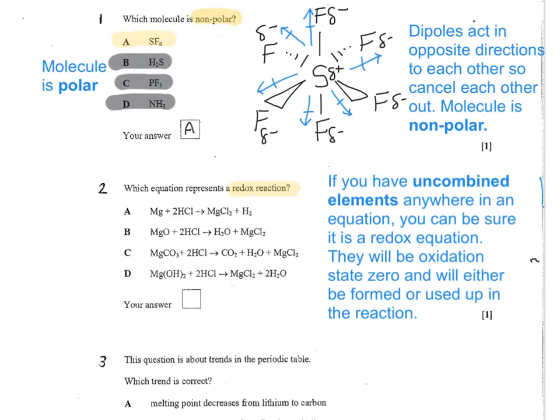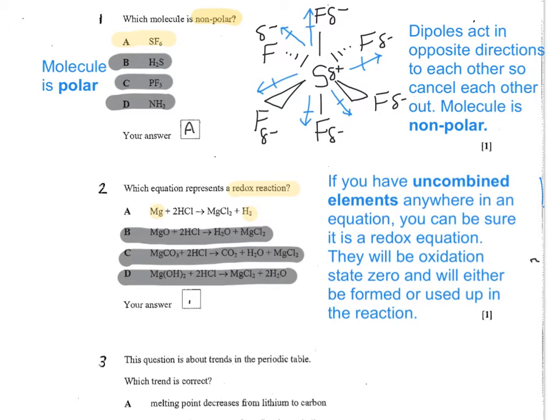If you've got uncombined elements anywhere in the equation, you can be sure that it's going to be a redox reaction, like that. So there's no uncombined elements anywhere in B, in C, or in D. Because the question isn't actually asking you to use oxidation numbers to prove that it's a redox reaction, that's where you would have to actually write down the oxidation states. Let's look at this one and then just prove what I've just said.